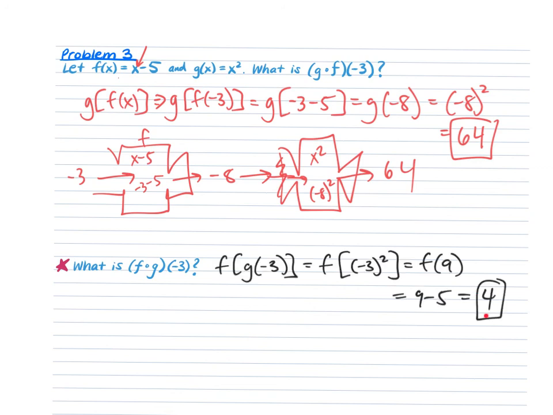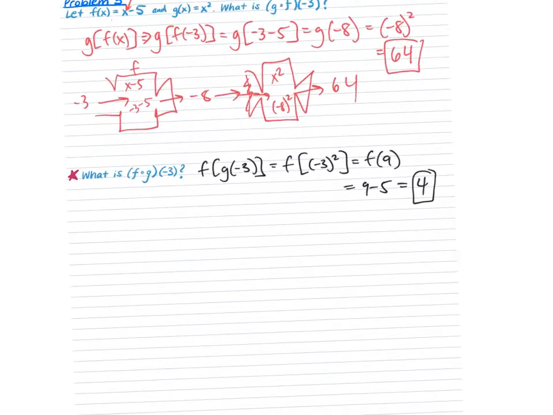Okay, so hopefully you got 4. The negative 3 goes into g first, gets squared, becomes a 9, and then the 9 goes into f, and it gets subtracted by 5, which is 4. Okay, that's it. There's your practice. Enjoy.